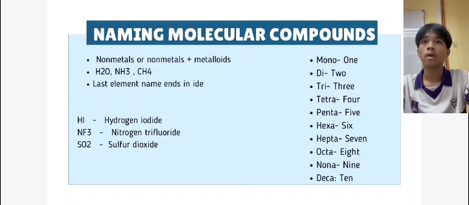For naming molecular compounds, we have 10 prefixes for the number of atoms, such as for one element we use mono, for two we use di, for three we use tri, for four we use tetra, for five we use penta, for six we use hexa, for seven we use hepta, for 8 we use octa, for 9 we use nona, and for 10 we use deca.